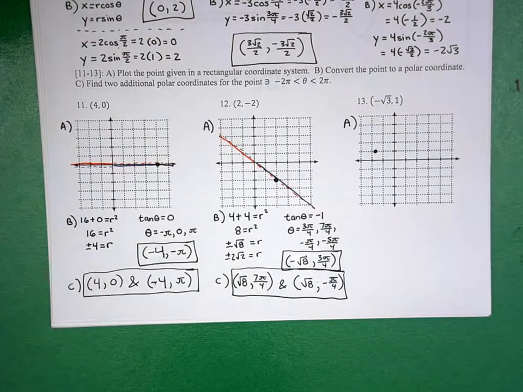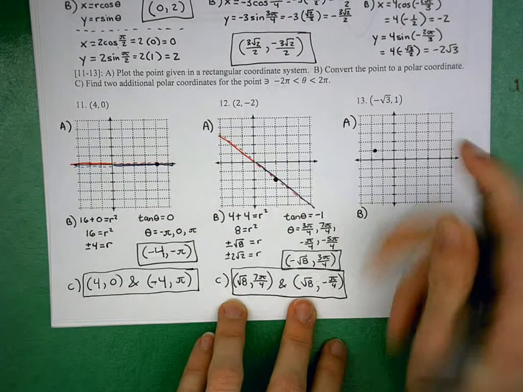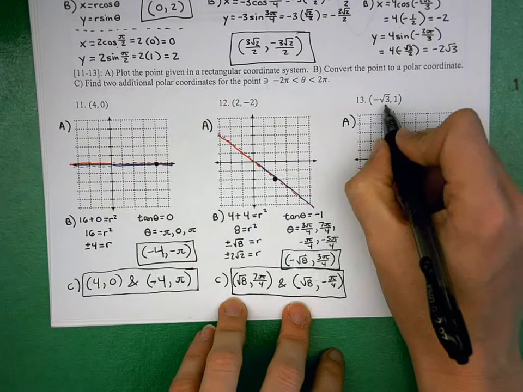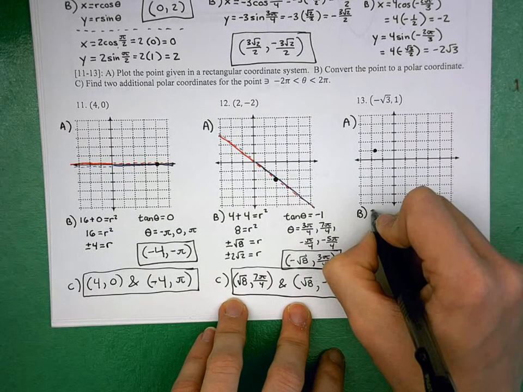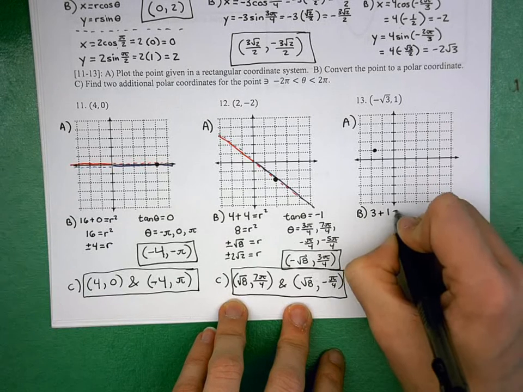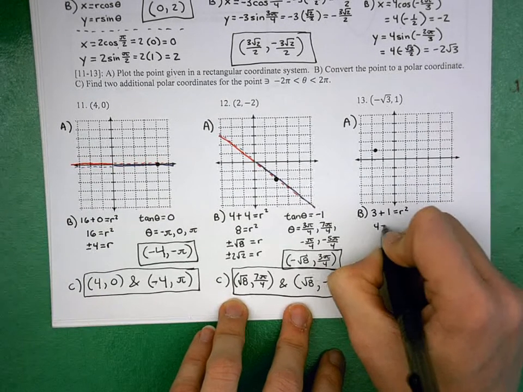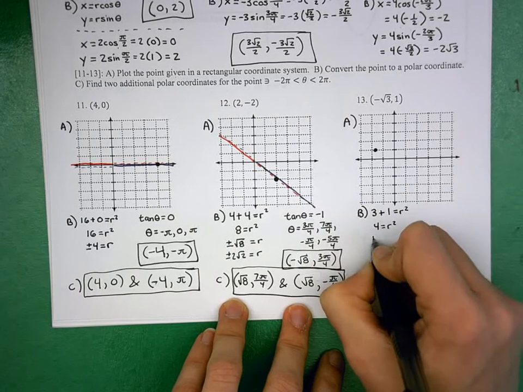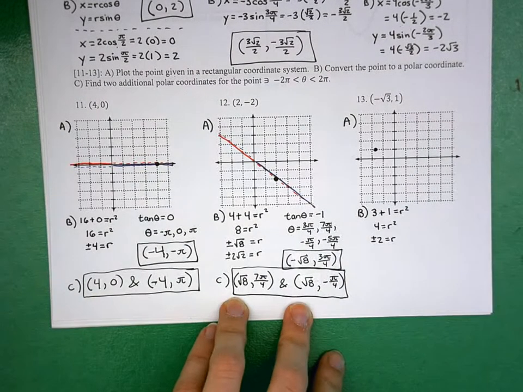Okay, b, our conversion here: x squared plus y squared equals r squared. So my x squared, negative root 3 squared, is 3. Y squared, 1 squared, is 1, equals r squared. 3 plus 1 is 4. And so r is plus and minus 2.